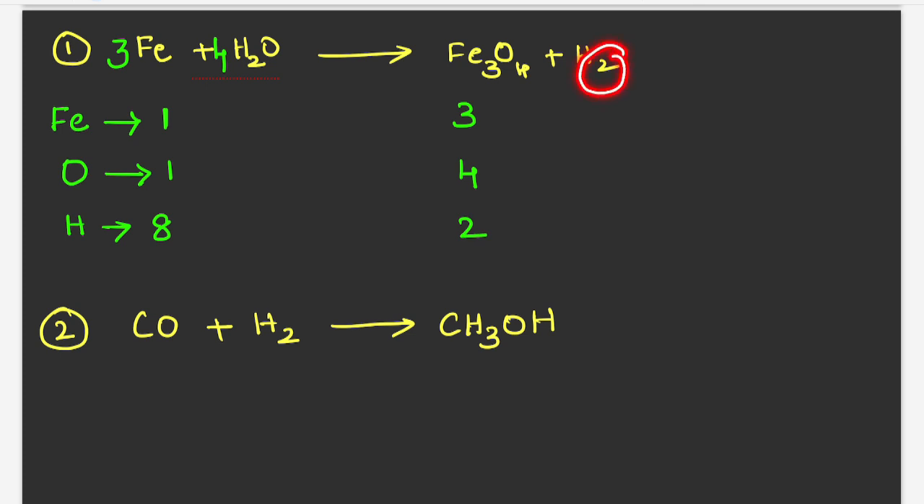See here, there are 2 hydrogen atoms. So again, it is not balanced. We have to balance. So if I write here 4, if I multiply this number with 4, what will you get? You will get 8. So therefore, I have to multiply with 4. So where I have to write this 4, I have to write here.